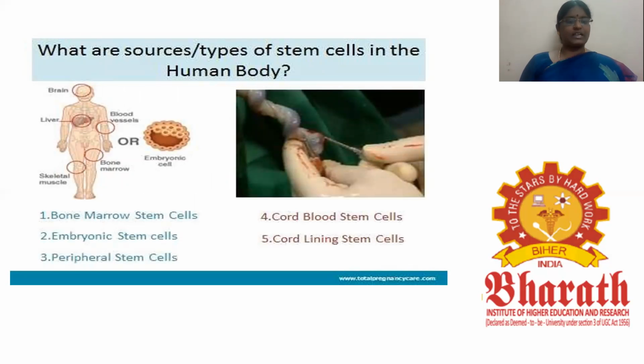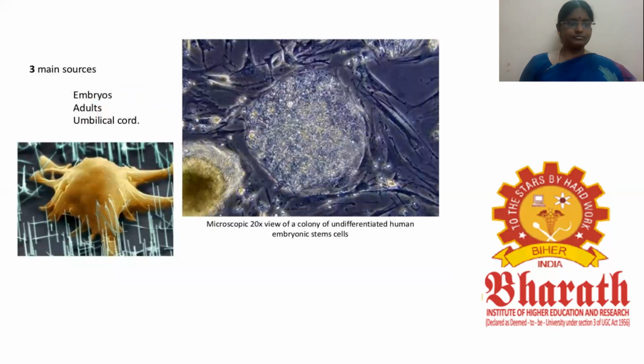In this diagram, we can see the sources of different types of stem cells in the human body, mainly the bone marrow stem cell, embryonic stem cell, peripheral stem cell, cord blood stem cell, and also the cord lining stem cell. On the right-hand side, we can see the microscopic 20x view of a colony of undifferentiated human embryonic stem cells, which have three main sources: embryos, adults, and also the umbilical cord.